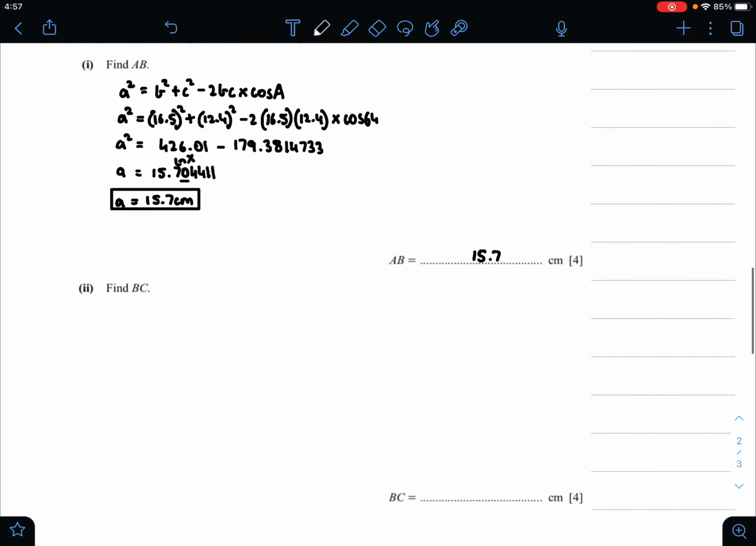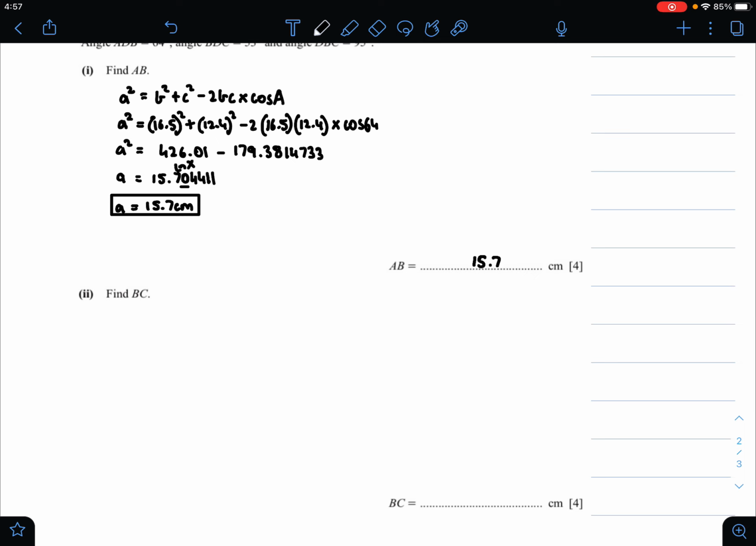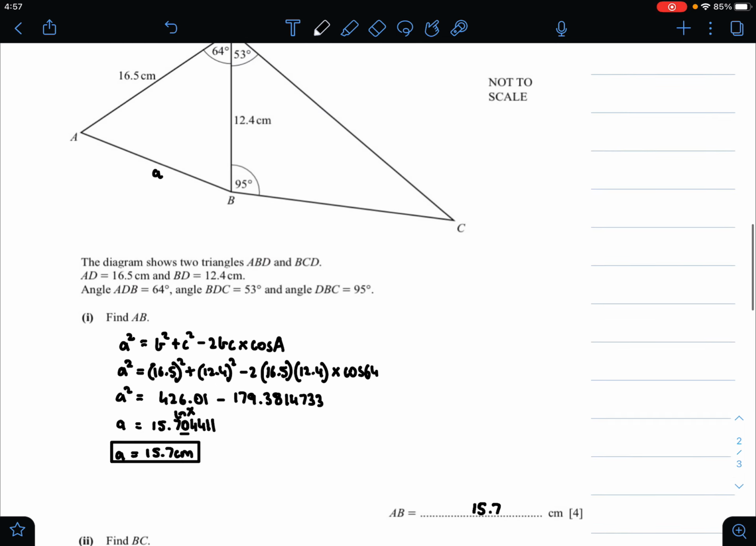Now let's move to A part 2, where they are asking us to find the value of BC. That is this value. Let's label it as x for now. So in this triangle we can find the third angle. So we know that angles in a triangle add up to 180. Therefore 180 minus 95 minus 53 will be 32 degrees. That would be this angle's value, that is 32 degrees.